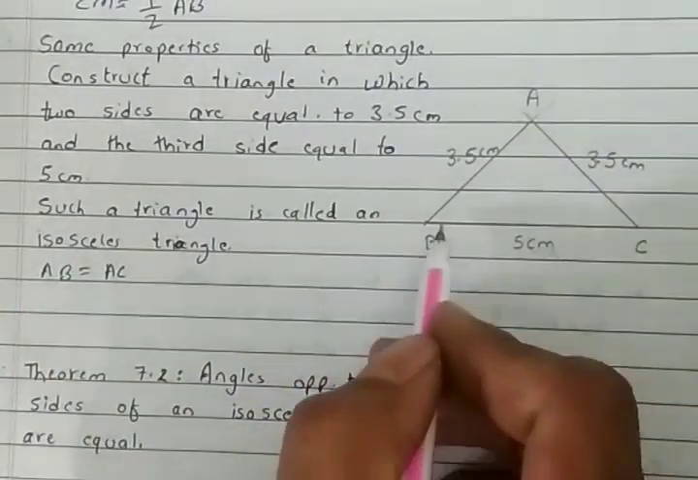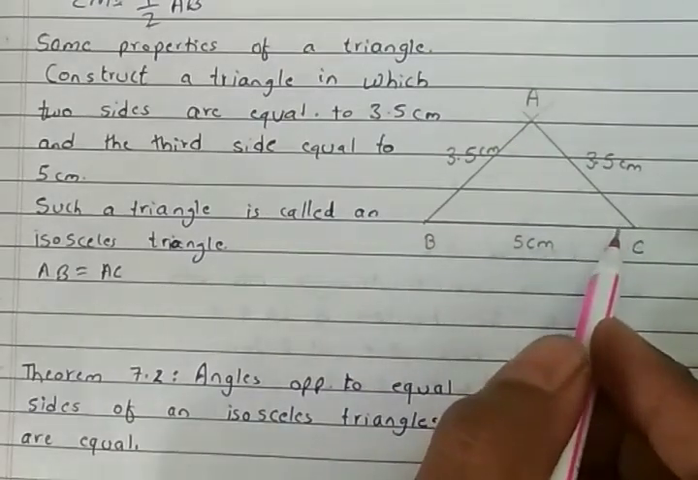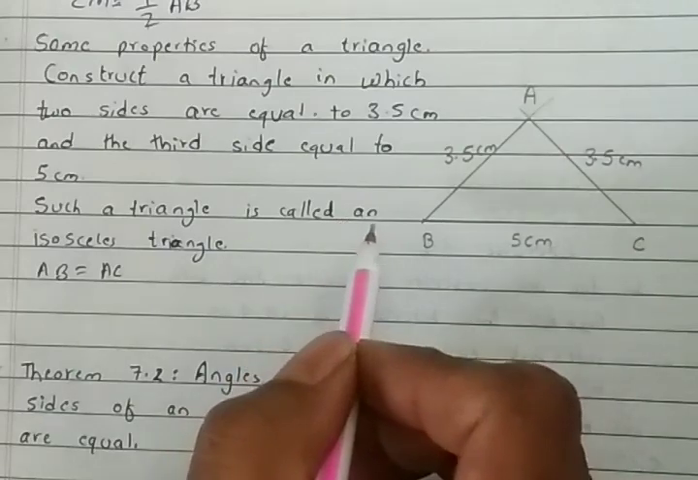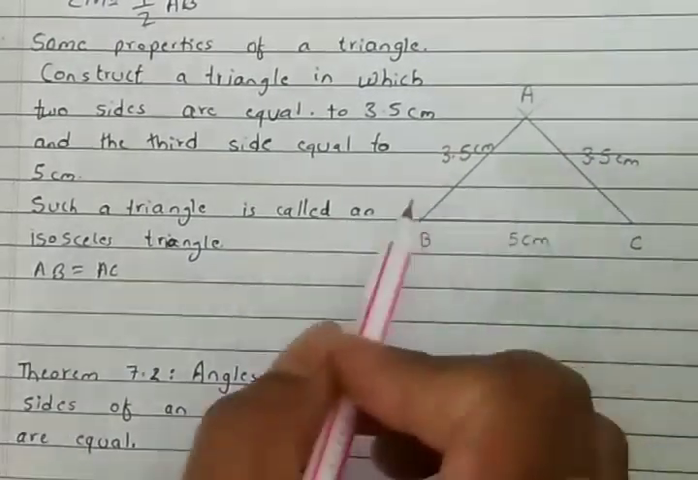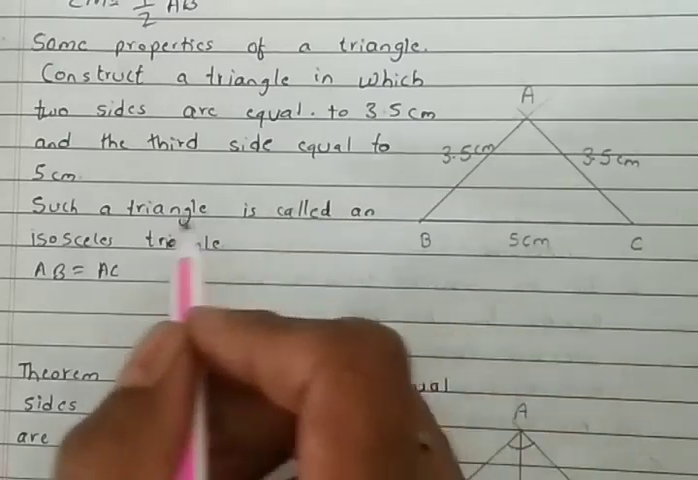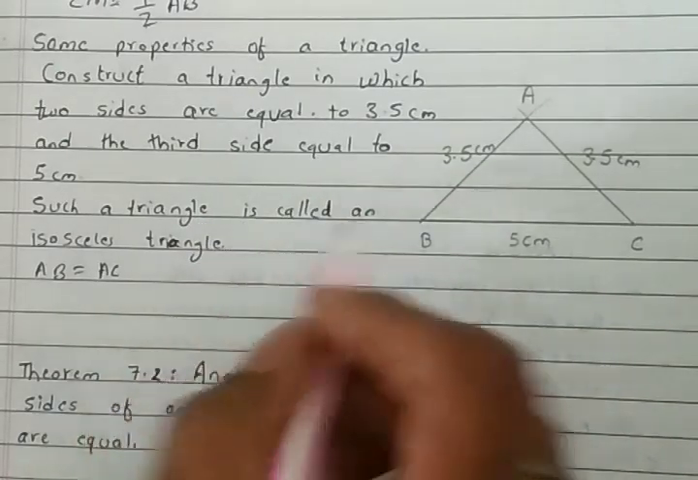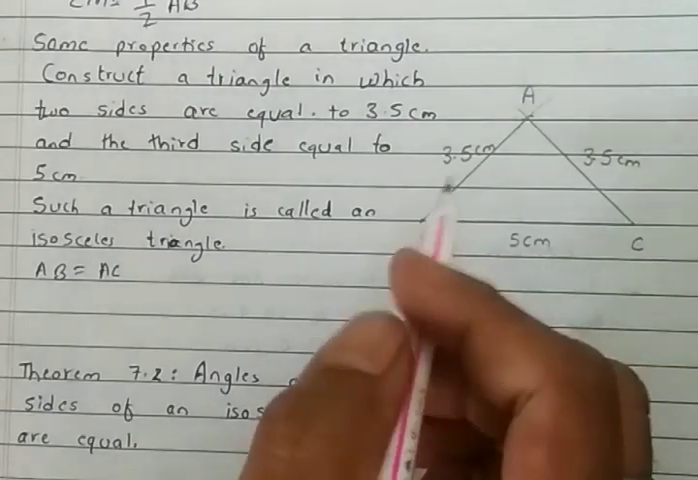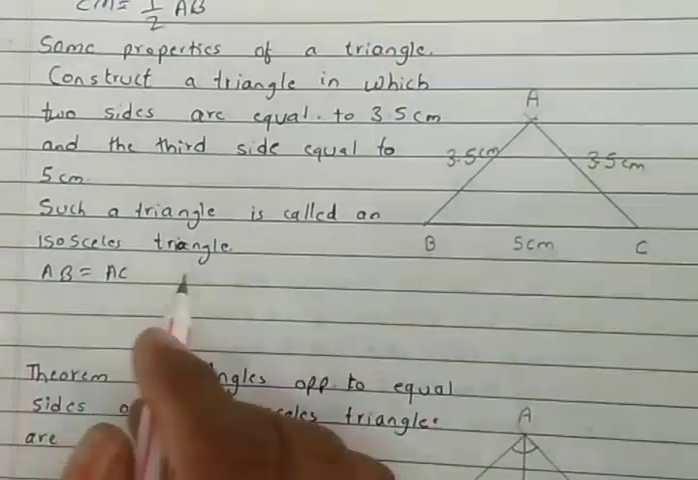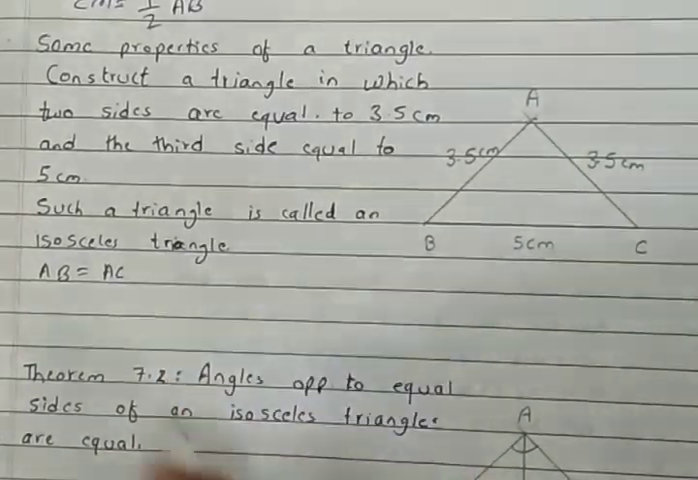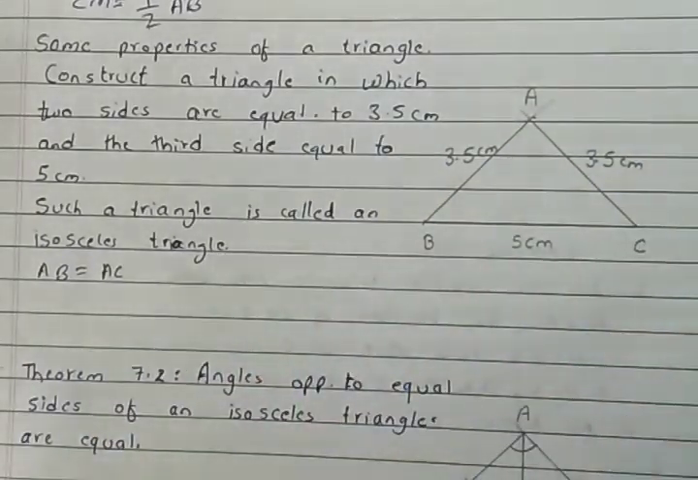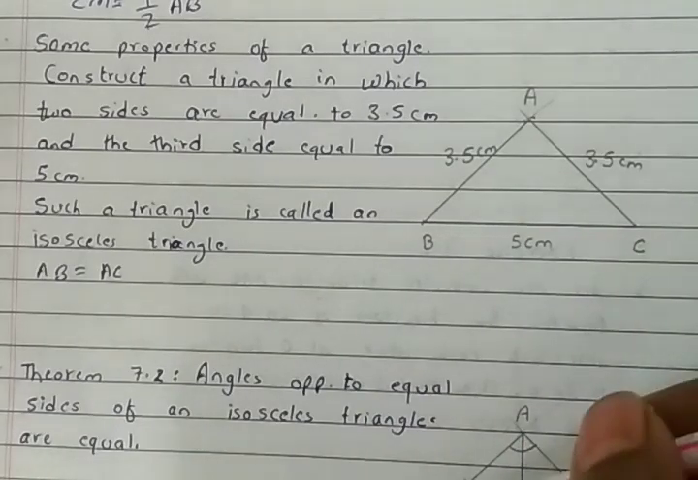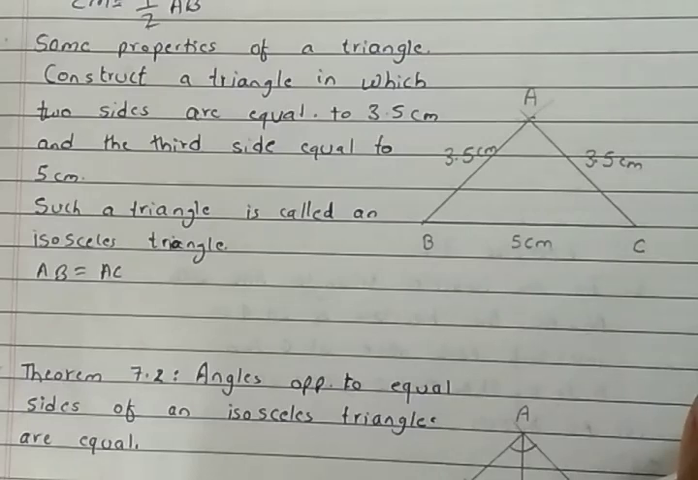Now if you measure angle B and compare it with angle C, what you will find out? The opposite angles are also equal. Right? So this is very important for any isosceles triangle. And how we will prove this? We will prove this by drawing one perpendicular line from A and it will meet BC at point D.